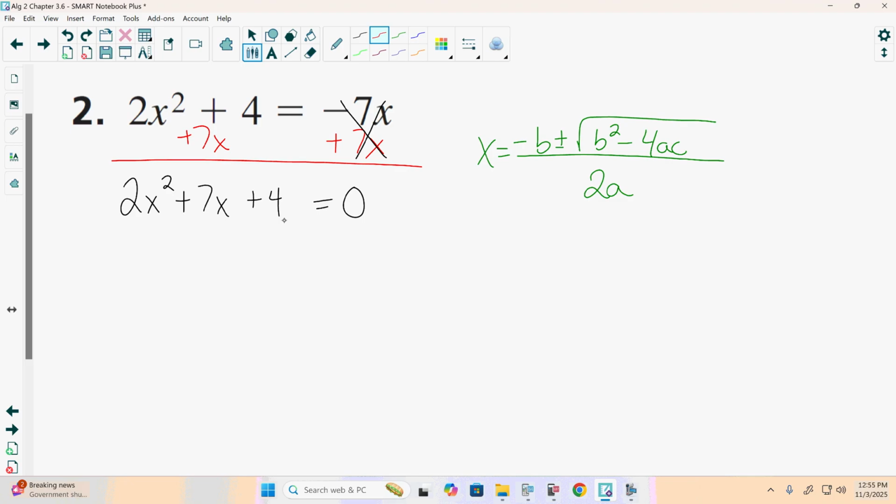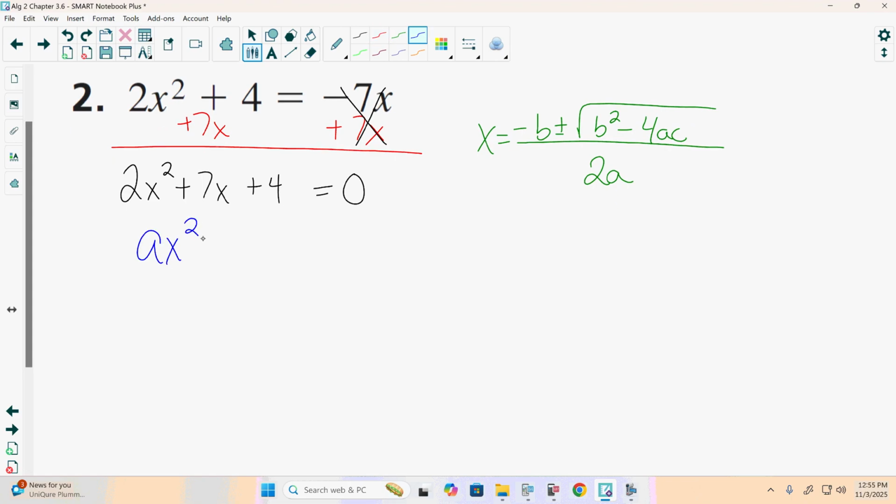The other option is that we could subtract 2x squared from both sides and then subtract 4 from both sides and get everything onto the right-hand side. I would not do that. It's not that it's wrong. It's not that we can't do that. But I would rather move one thing over than move 2 and still get the same answer.